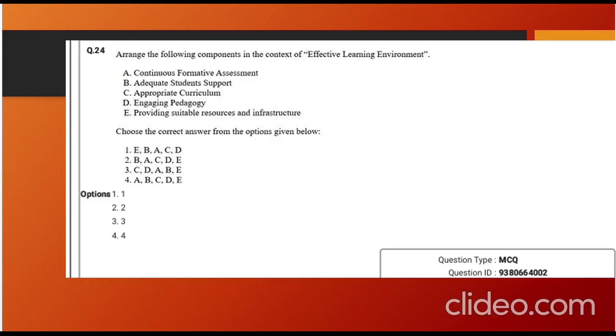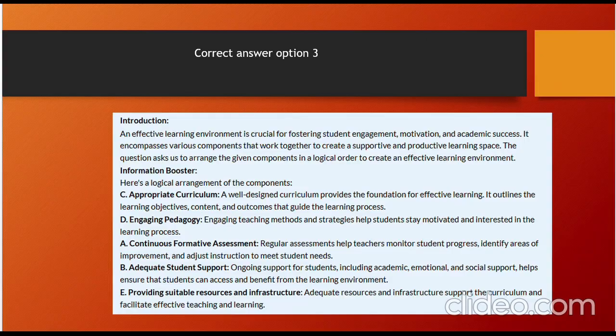That is, effective learning environment is crucial for fostering student engagement, motivation, and academic success. It encompasses various components that work together to create a supportive and productive learning space. The question asks us to arrange the given components in a logical order to create an effective learning environment. So, here is the logical arrangement of the components. First is C, that is appropriate curriculum. A well-defined curriculum provides the foundation for effective learning. It outlines the learning objectives, content, and outcomes that guide the learning process.